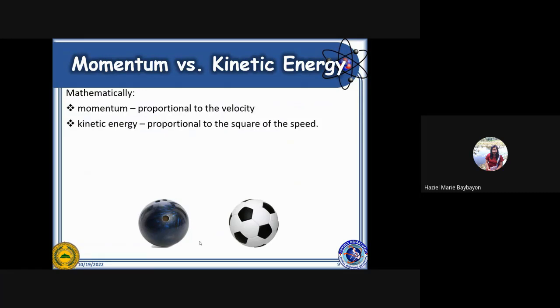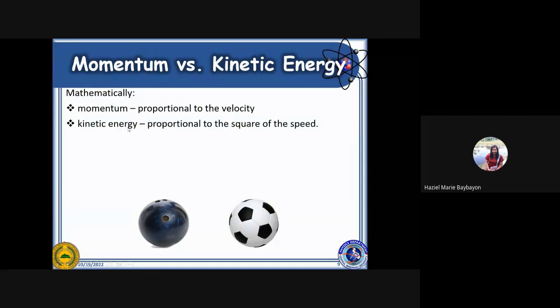All right. So as you can see, momentum is proportional to the velocity. So you have P is equal to M times V. It is directly proportional to the velocity. So as you increase the velocity of the object, the momentum also increases. Whereas kinetic energy is also directly proportional to the square of the speed. So not the velocity, but the speed.